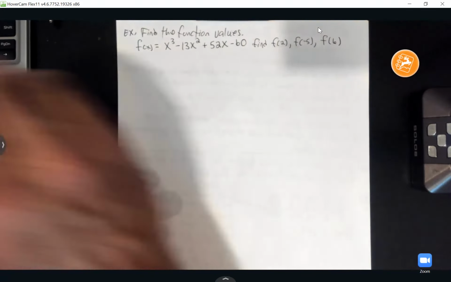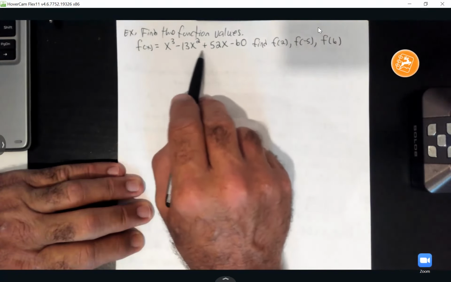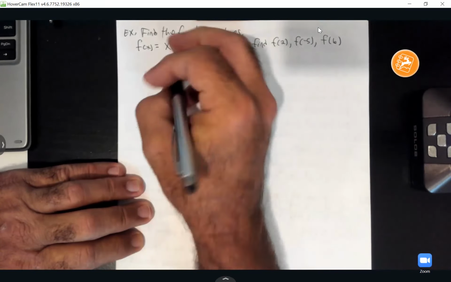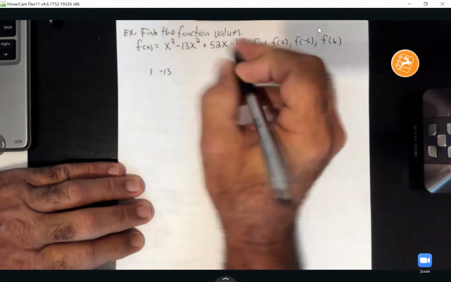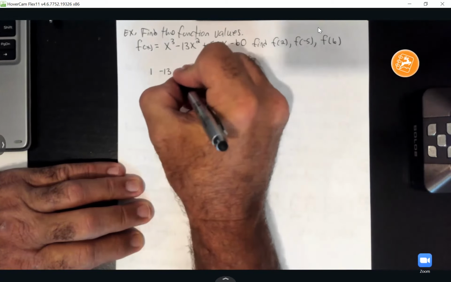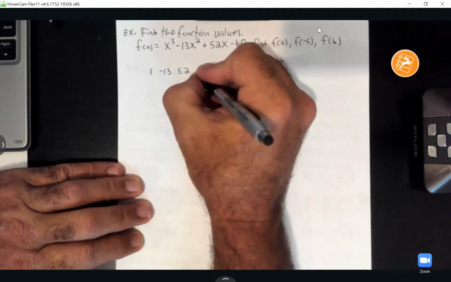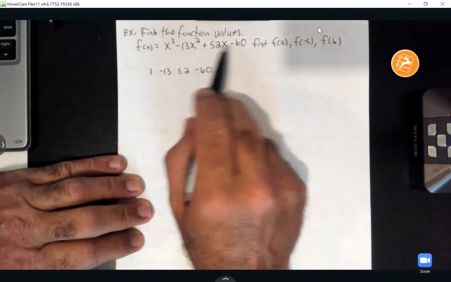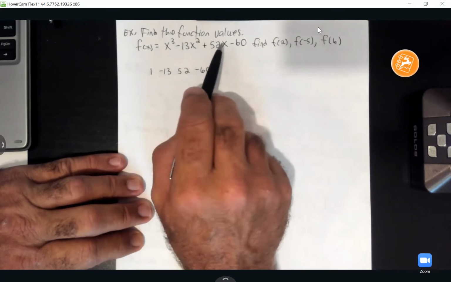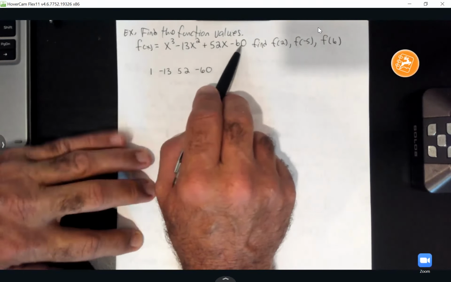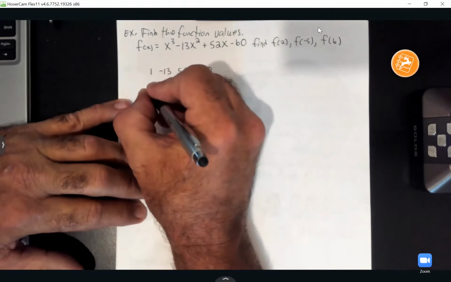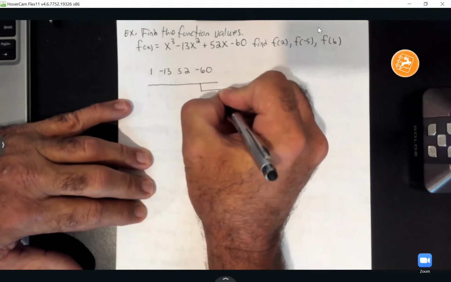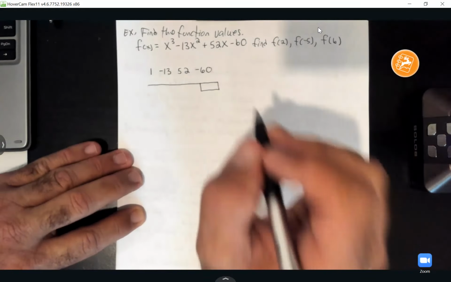So here's the thing. First thing we got to do is write out the coefficients. So x cubed has a 1, x squared is a negative 13, x term is a 52, and then my number at the end is a negative 60. So notice, no missing terms. I had my x cubed, x squared, x, and my constant number. So then we're going to come under here and draw our box. And I'm going to box off that remainder, remember.